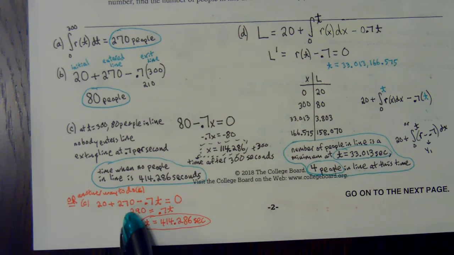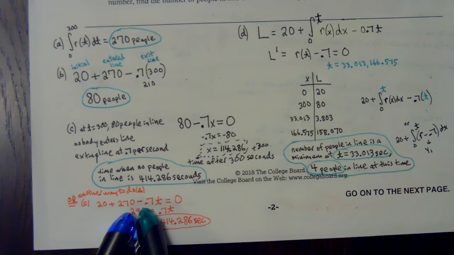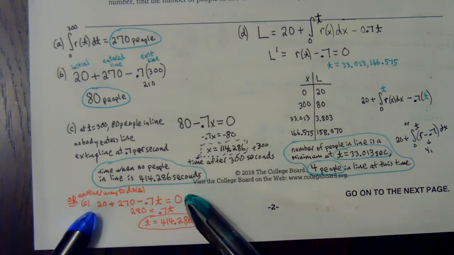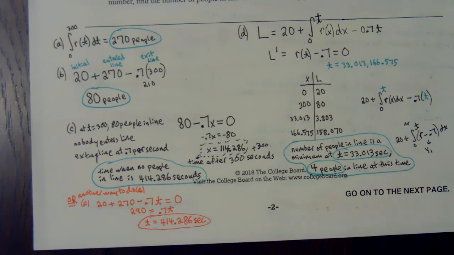Because I'm actually taking into account the 270, not like the 80 and already subtracting out a bunch of stuff there, okay? So you got your initial amount, total number entered, then subtract how many people are going to leave, and then solve that equation, set that equal to 0, because this is your total line equation, set that equal to 0, and then that's going to give us that 414 right away.